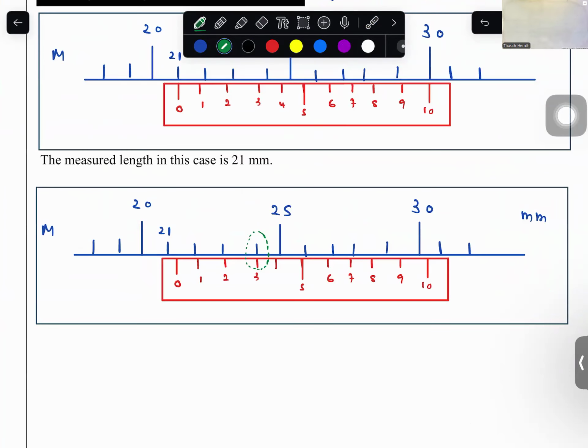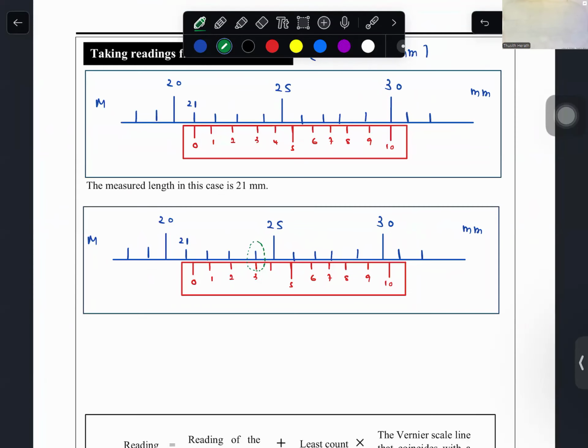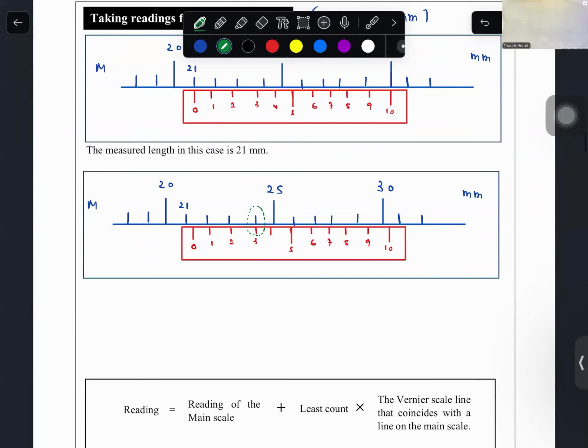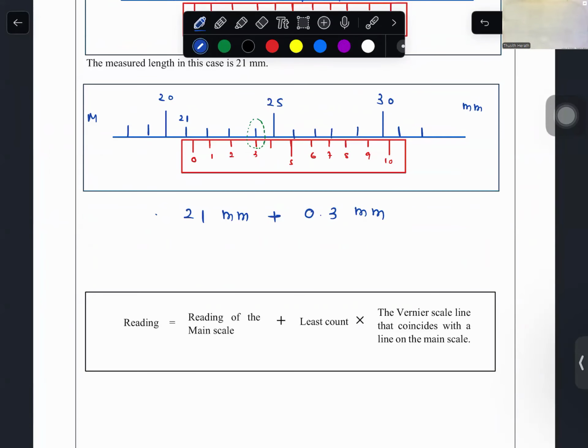So if it shows that the third line, the number 3 line of the Vernier scale, is coinciding with the main scale division, you know that this has already slid a distance of 0.3 millimeters. So now the reading is, initially it was 21 millimeters, and now it's 0.3 millimeters. Right? So how did this 0.3 millimeters come?